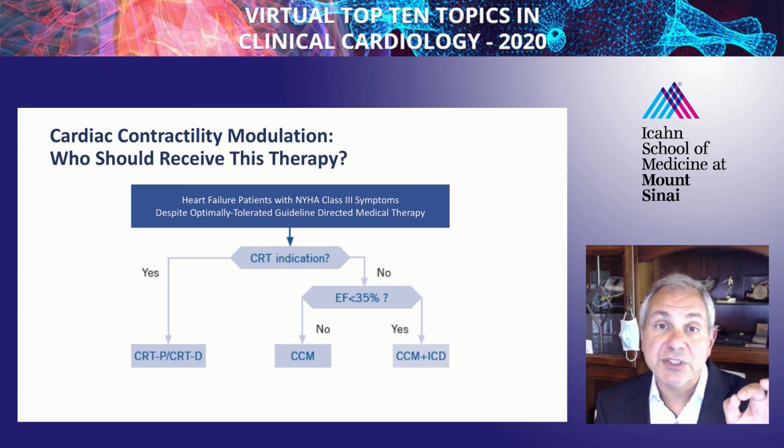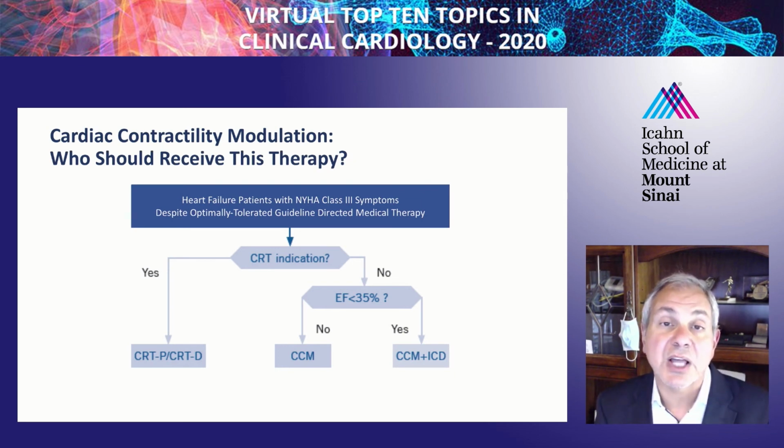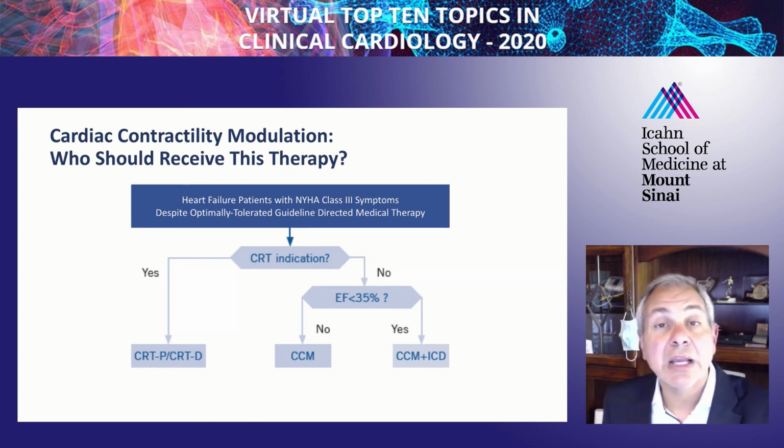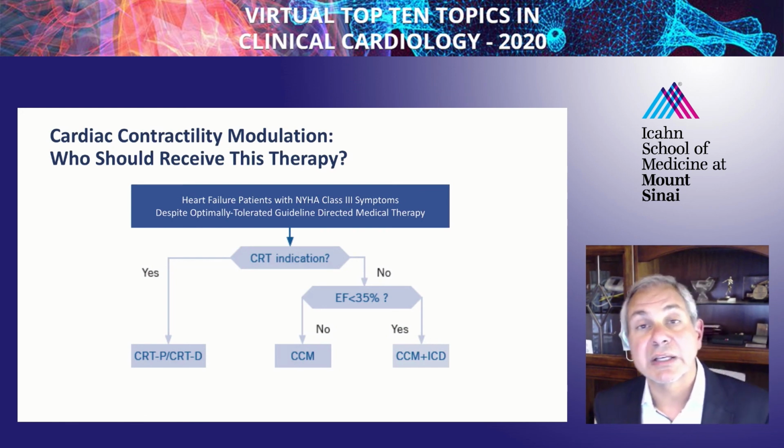So those patients just mentioned on the prior slide: heart failure patients with New York Heart Association Class 3 symptoms despite optimally tolerated guideline-directed medical therapies. If that patient has a CRT indication, a wide QRS complex, particularly a class 1 indication such as a very wide left bundle branch block, that patient should receive a CRT device, either a CRT pacemaker or a CRT defibrillator.